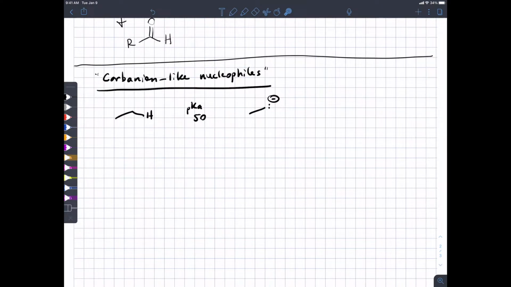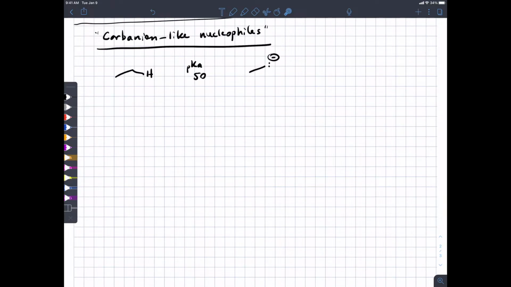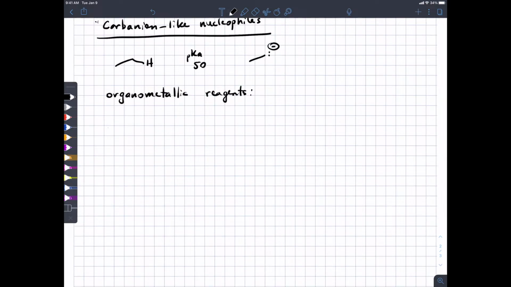So we're going to introduce a new class of reagents that we're going to use as carriers or deliverers of carbanions. These reagents in general involve bonds between carbon and a metal, and so they are called organometallic reagents. There are many organometallic reagents, but we're going to introduce just 3 today. The first is called an organolithium reagent.